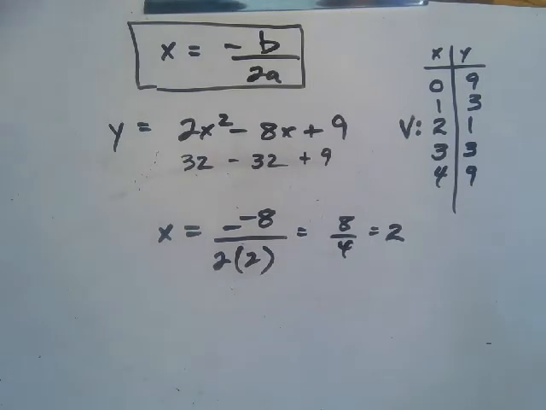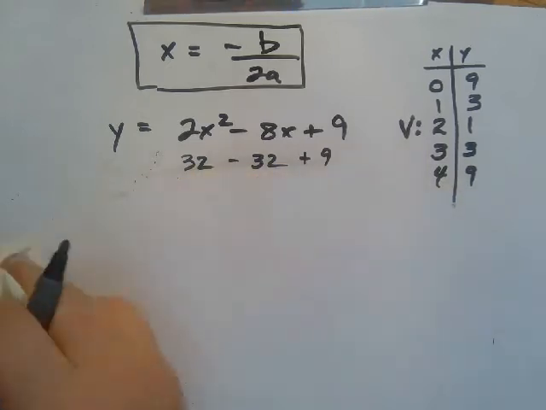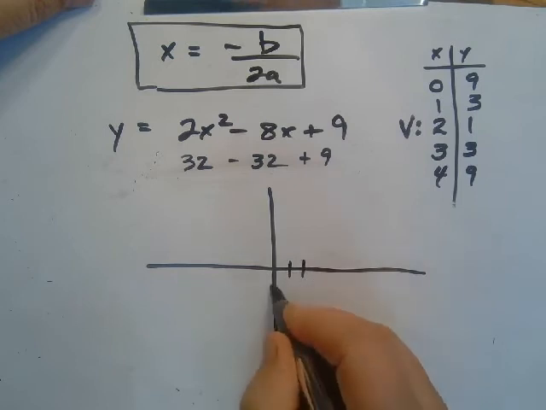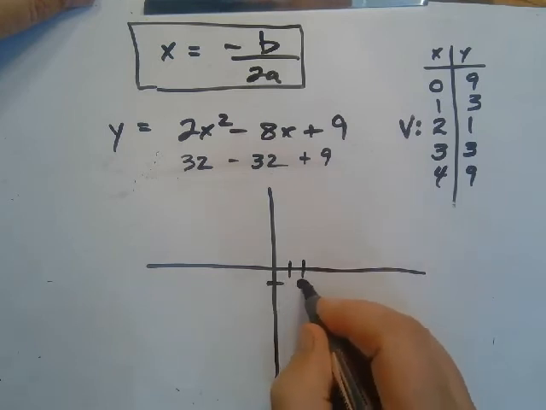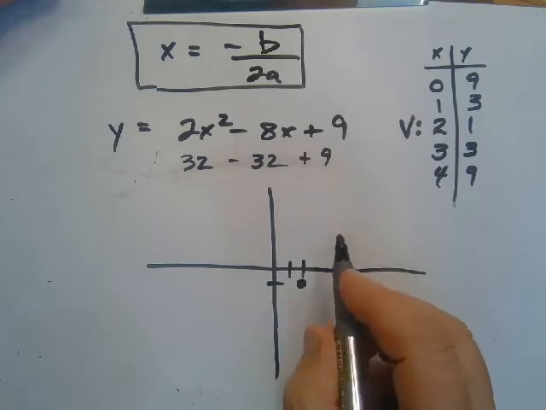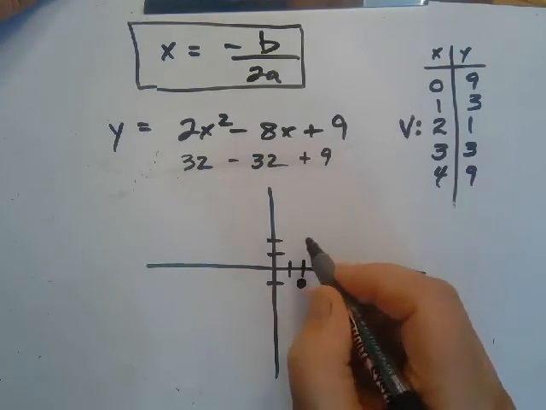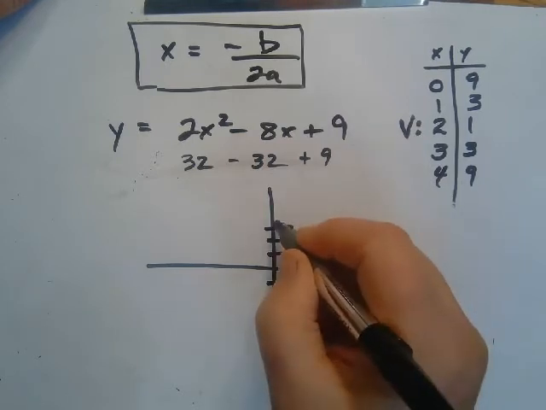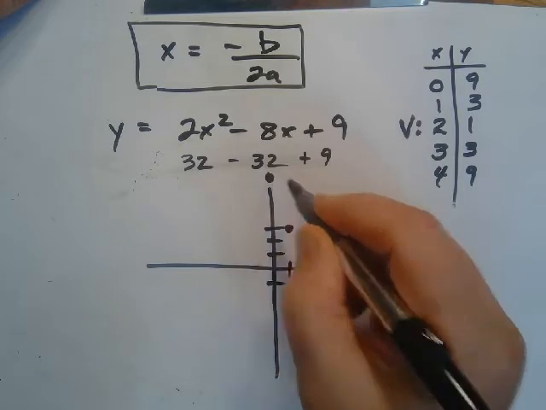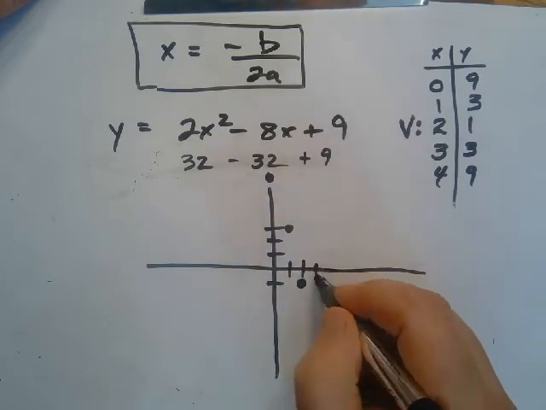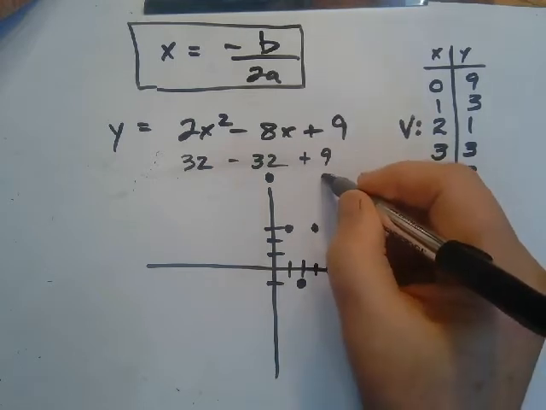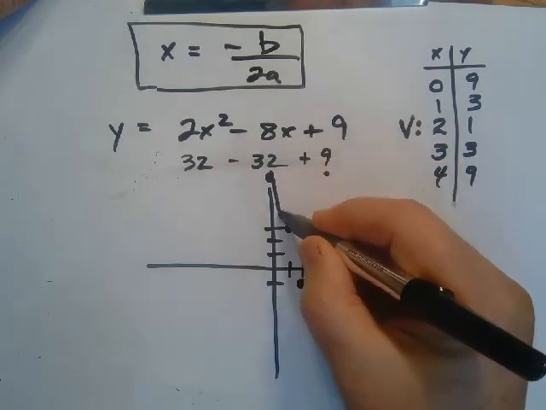So there you go. We end up with a parabola where the vertex is at 2, negative 1. That's my vertex. I've got some ordered pairs at 1, 3, and 0, 9. That's way up here. And another one at 3, 3, right here, and at 4, 9, again way up here. I'm not going high enough here. But there's my parabola.